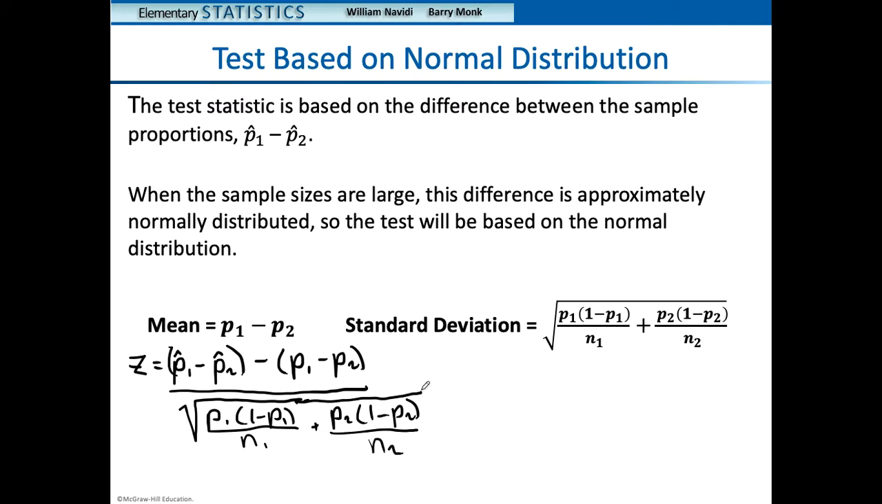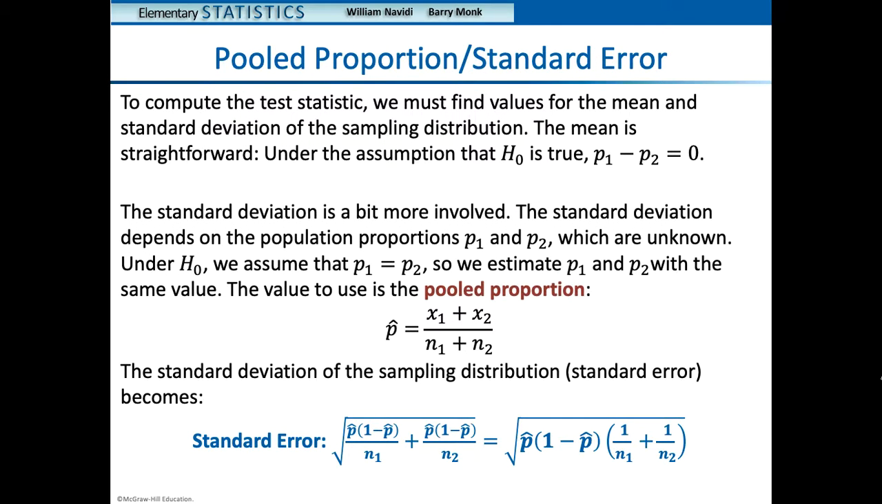Now, there is a problem with this formula, and the problem is that P1 and P2 are the population proportions. This formula requires plugging in values for P1 and P2, but the population proportions are values that we wouldn't have. We wouldn't have access to the entire population to determine what those values are. So, what do we do?